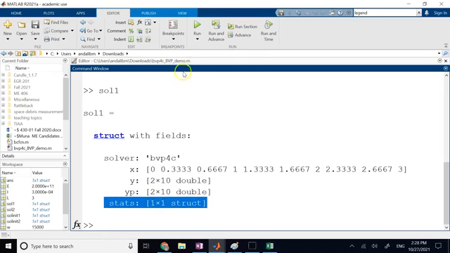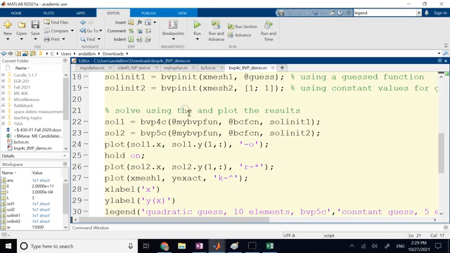So if you want to plot x versus y, then you have to do what? You say plot x versus y. And this y here, the first column is y, the second column is really the second dummy variable. So I just apply first column of y versus x. And then I do the same thing for the second solution.